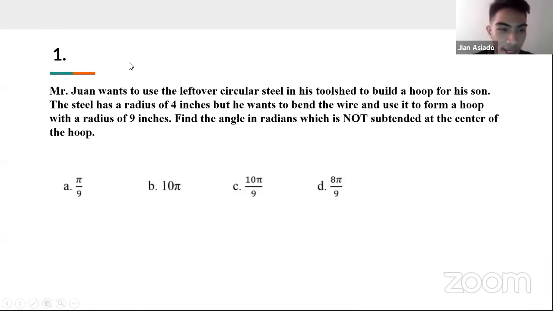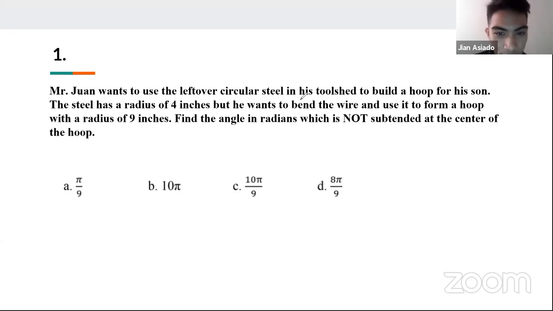Okay, so si Mr. Juan daw, gusto niya ng leftover circular steel. Gusto niya gamitin yung leftover circular steel in his tool shed para gumawa ng isang basketball hoop. Now, itong steel na to has a radius of 4 inches, but he wants to bend the wire and use it to form a hoop with a radius of 9 inches. So, nagre-recycle si Juan. Eco-friendly siya. So, we have to find the angle in radians which is subtended at the circle of the hoop. Okay, so paano ba to?